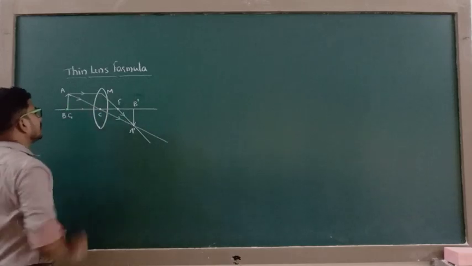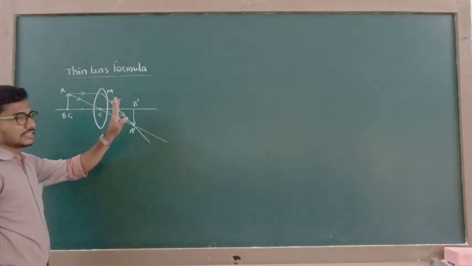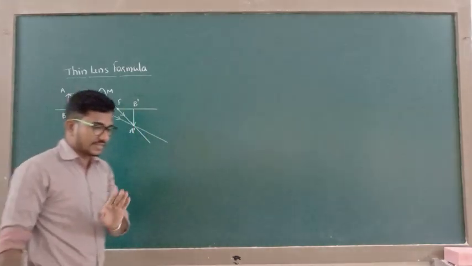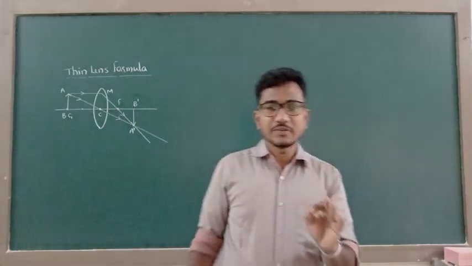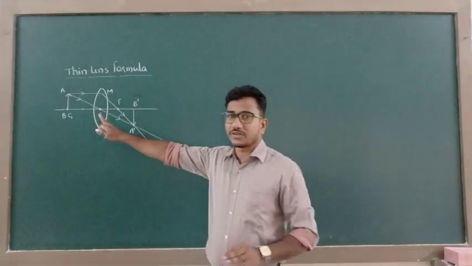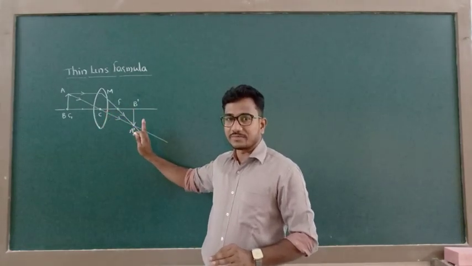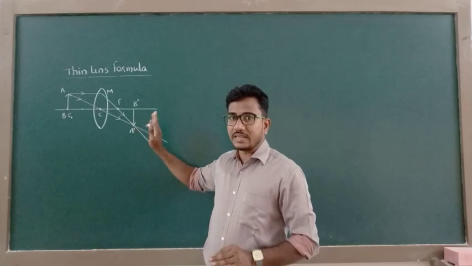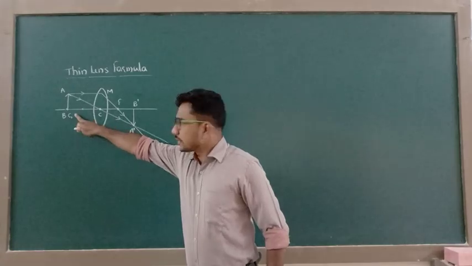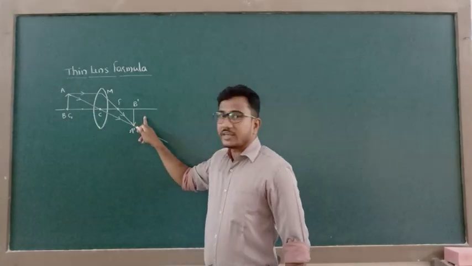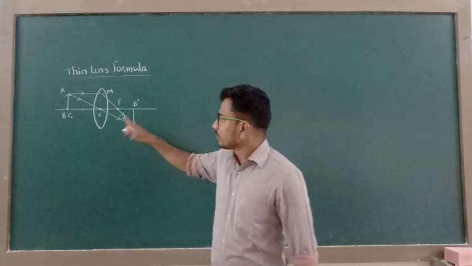So this object lies at center of curvature, and its image also lies at center of curvature. This is the case in lens: when an object lies at one center of curvature, then its image lies at the other center of curvature. So here we will get a real inverted image. Object is at center of curvature, now image is also at center of curvature, C1, C2.